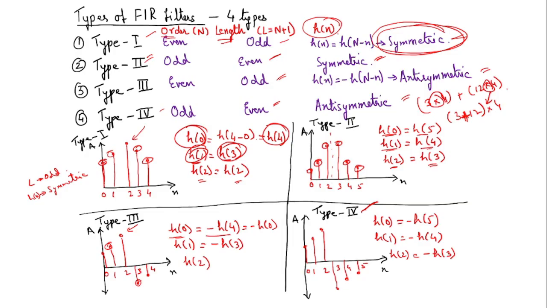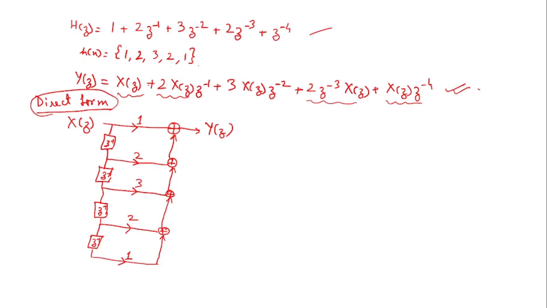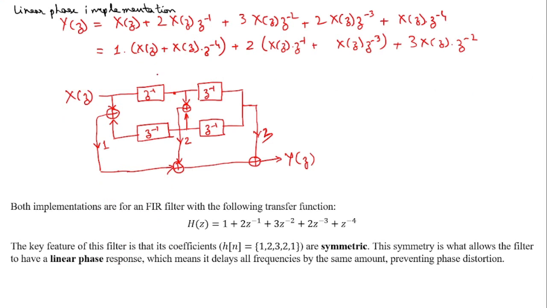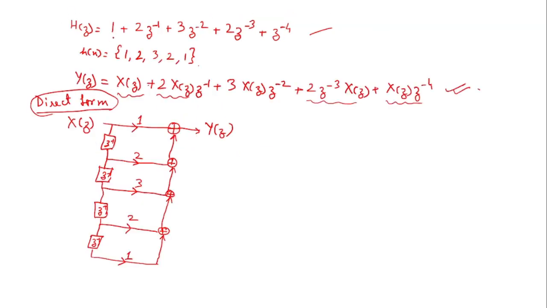So we have reduced the computation. Right? So similarly, in this linear phase implementation, we can apply that formula. Okay. So if you see, in this case, we are having coefficient 1 and coefficient 1. This is h of 0. Here, this is h of 4. Then h of 1. Then h of 3. And this is h of 2.